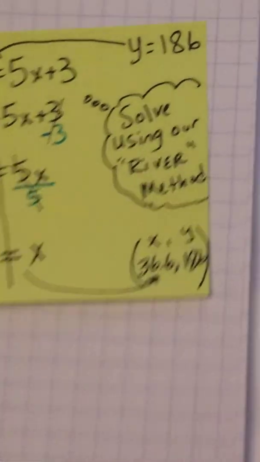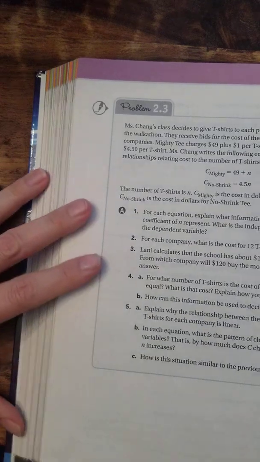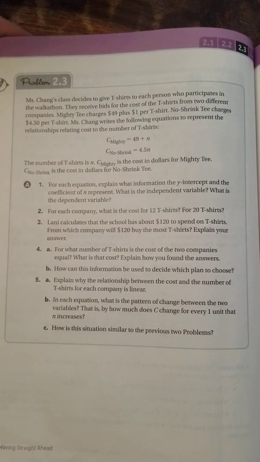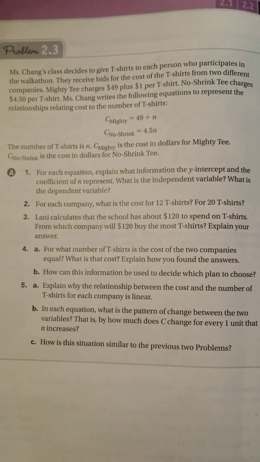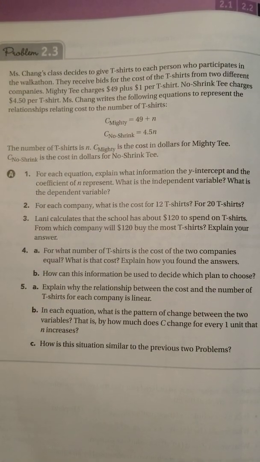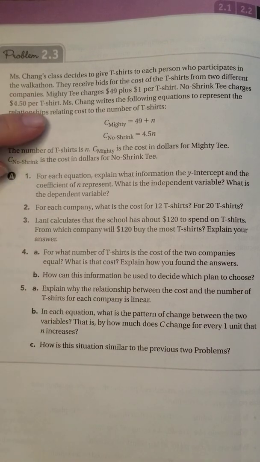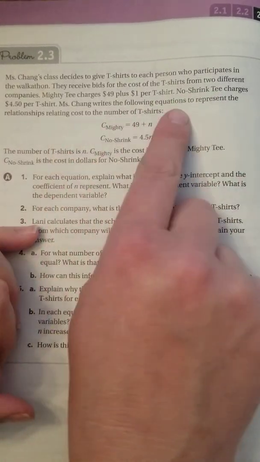All right, so today you guys are going to be working in Investigation 2.3. Letter A, number 1, 2, and 3. If you look at this here, Ms. Chang's class decides to give t-shirts to each person who participates in the walkathon. They receive bids for the cost of the t-shirts from 2 different companies. Mighty Tee charges $49 plus $1 per t-shirt. No Shrink Tee charges $4.50 per t-shirt. Ms. Chang writes the following equations to represent the relationships relating costs to the number of t-shirts.